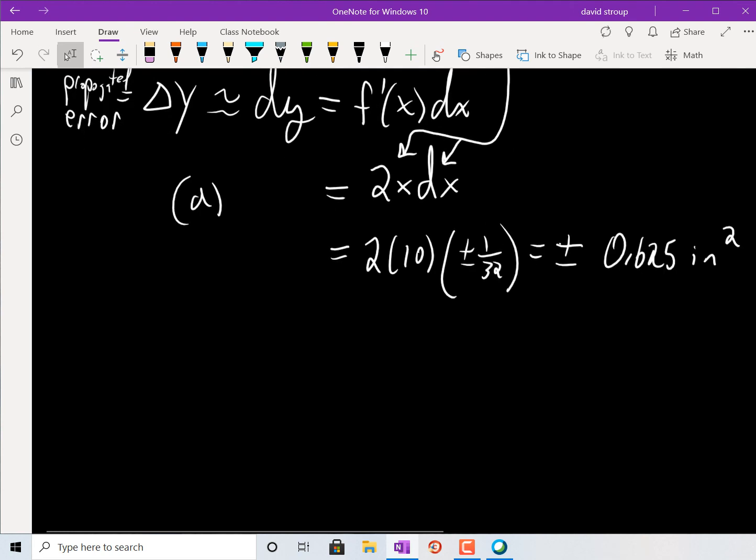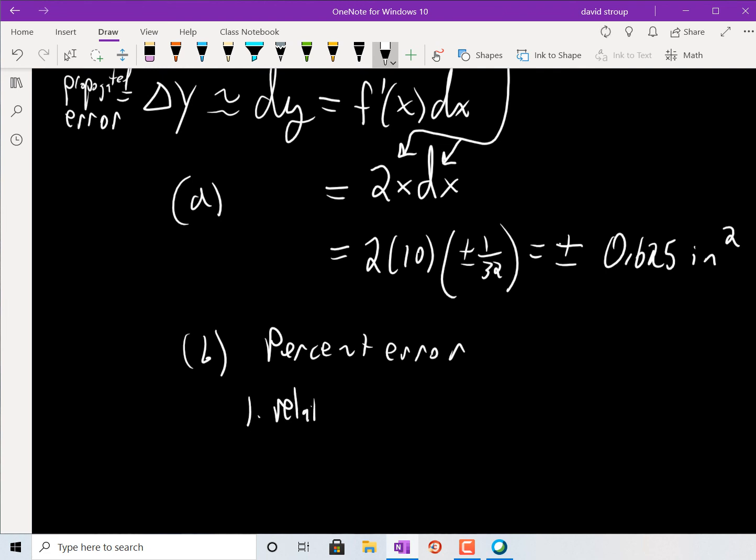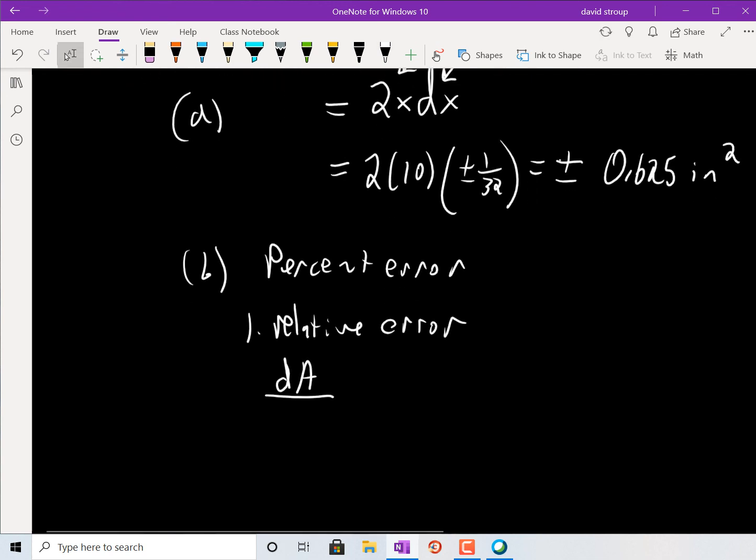Part B, they want to know about the percent error. To find the percent error, you find the relative error. So first we must find the relative error. To get the percent error, you just multiply it by 100%. The relative error is going to be the derivative of our function. In this case, I'll just go dA because that's an area function, but I'm talking about f of x. So if you wanted to, you could put df right there, dA over A.